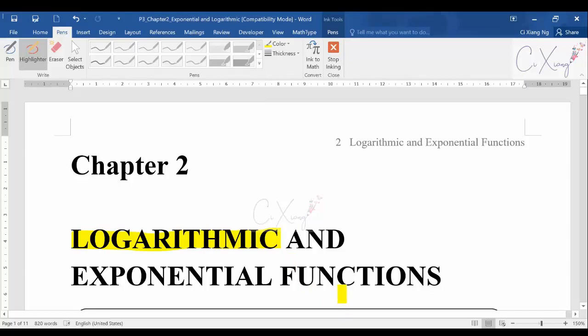So for those from IGCSE background, I'm not so sure, but I heard that IGCSE actually they didn't cover this part before. I'm not so sure. Okay, I forget, but if I'm not mistaken, I think in IGCSE you never learned this before. All right. So generally logarithmic function means log function.